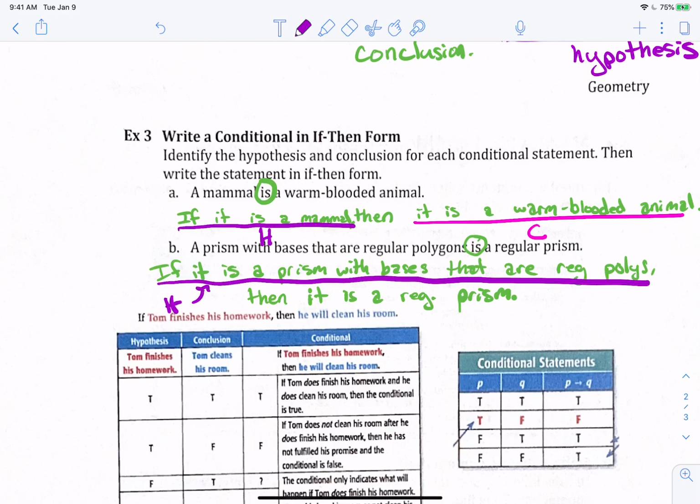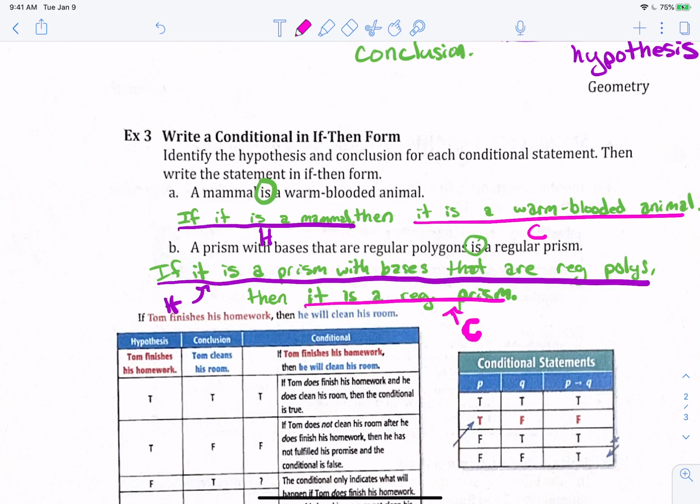Hypothesis. Clayton, are you writing this down? Yep. Then it is a regular prism, that is the conclusion. Now, technically, this one you could have flipped around, right? We could have said, if it is a regular prism, then it is a prism with bases that are regular polygons. That would have worked.